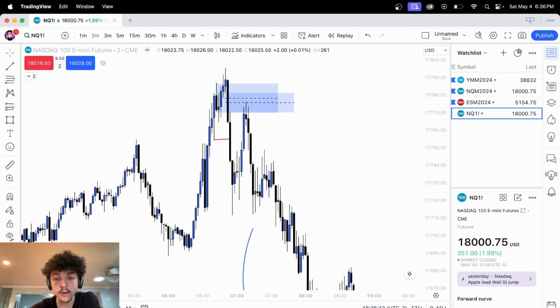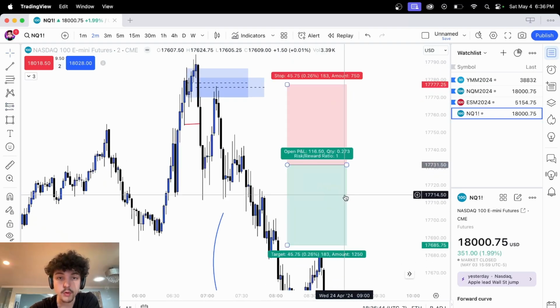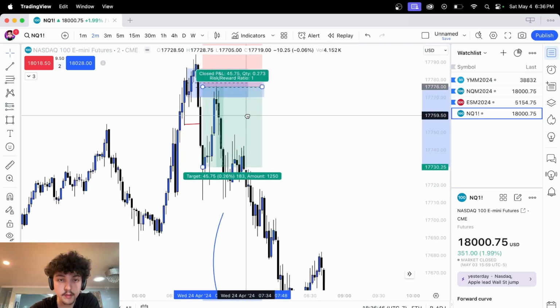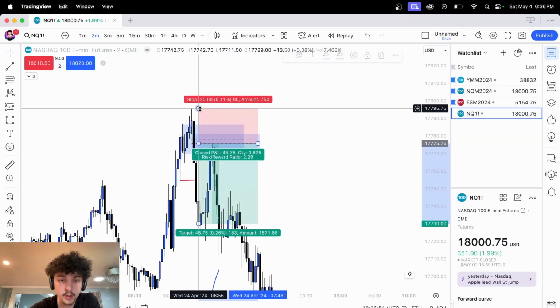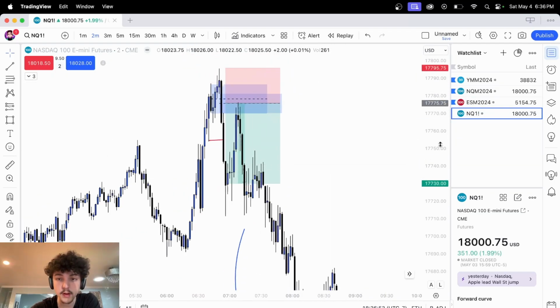And then this is a perfect fair value gap entry for a short sell. Let's say, yeah, right there. You put your stops at these highs. You're not risking much. 20-point stop loss. That's not a crazy amount.